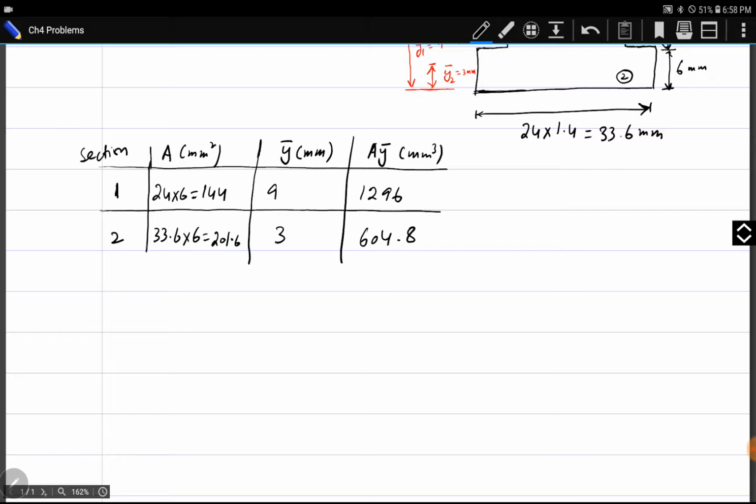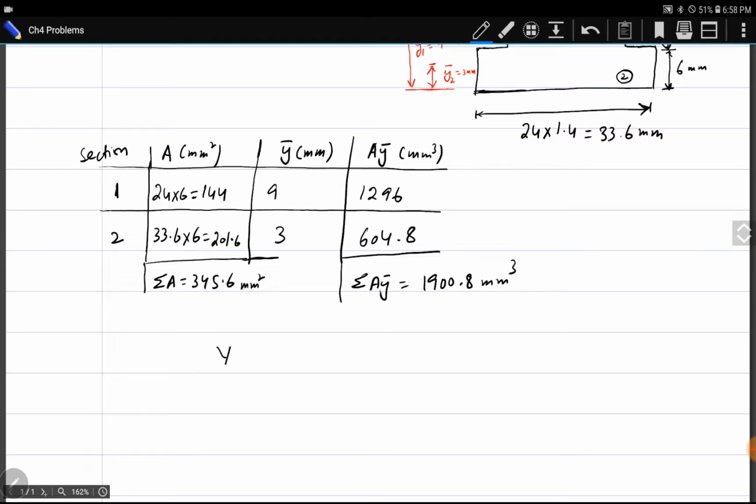Now we can add the two areas to find the summation of area by adding 144 and 201.6. So the sum of the areas becomes 345.6 millimeter square, and the sum of the product of A and Y dash becomes 1900.8 millimeter cube.